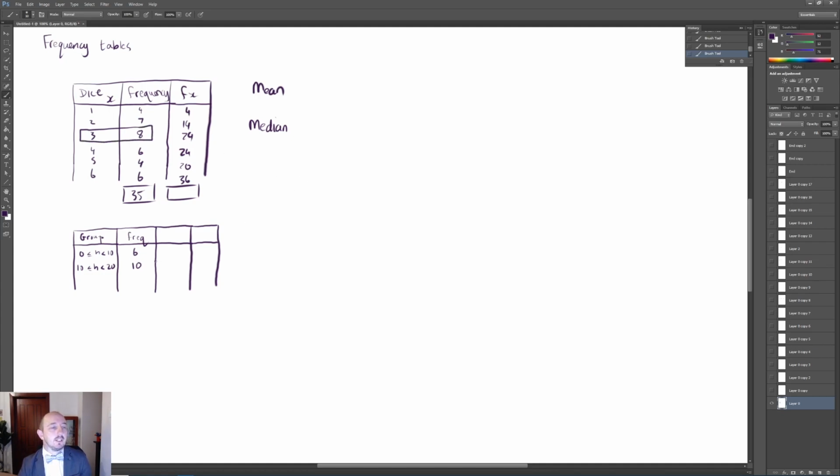Okay, so the only difference with grouped frequency is that you have to add an extra column for the x, which is the midpoint of the class. So 0 to 10, you can average the two extremes, 0 and 10. 0 plus 10 divided by 2 will give you the 5. 10 plus 20 divided by 2 is 15. Just make sure you check every single one, because often they don't go up in the same amount each time. And then we could just do our f times x again like that.